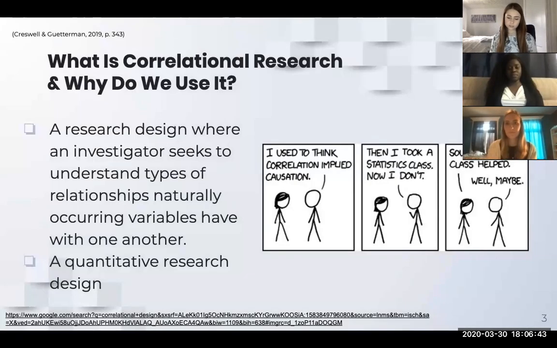We use correlational design when we want to understand the relationship between two variables. So for example, does a sense of humor impact success in the funeral industry? Or is success in school impacted by attendance or participation?